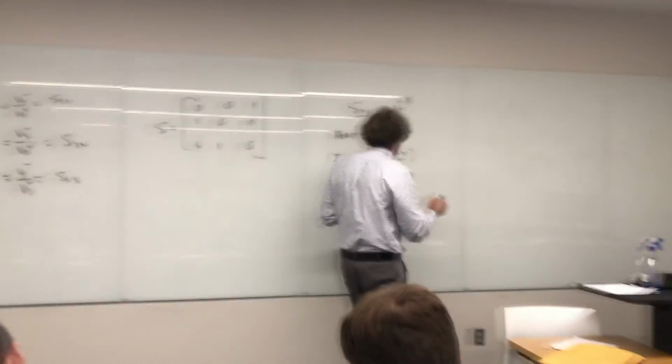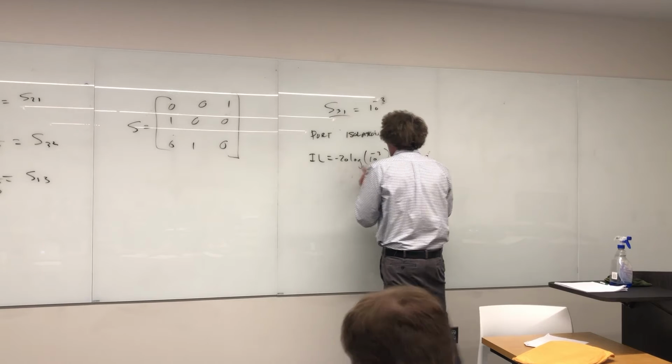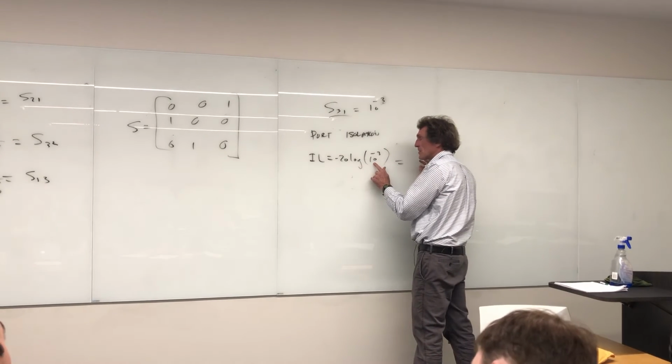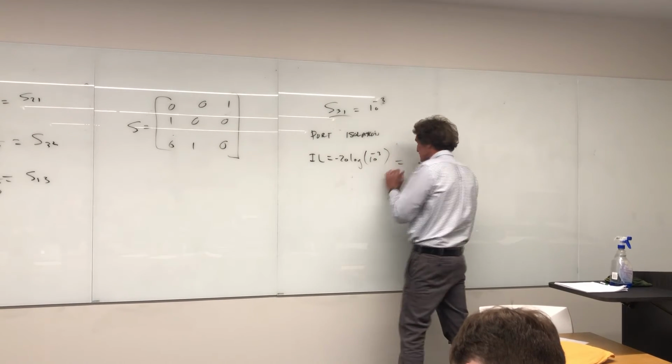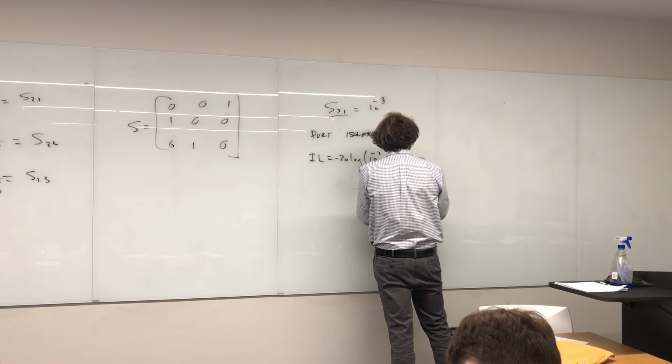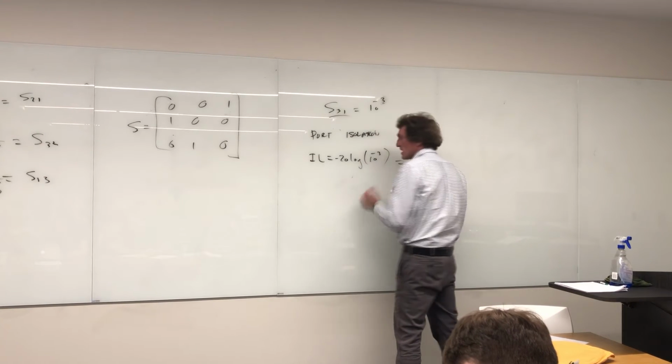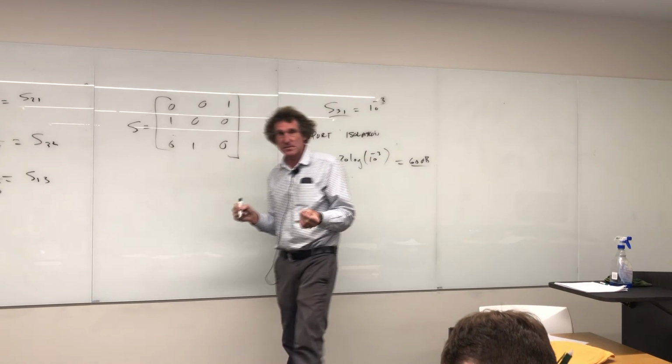It's the level of isolation. Well, log base 10 of 10 to the minus third, that's minus 3 times 20, minus 60, so it's going to be 60 dB of isolation. You follow me on this, class?